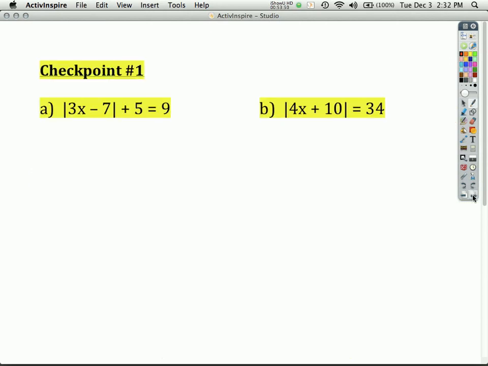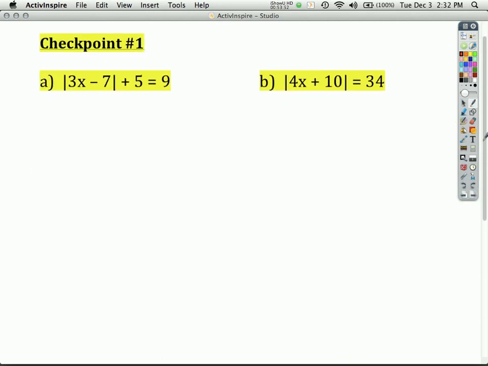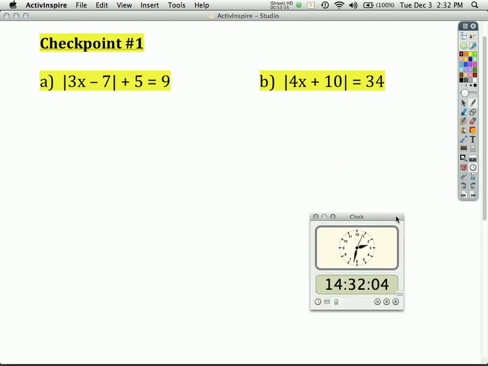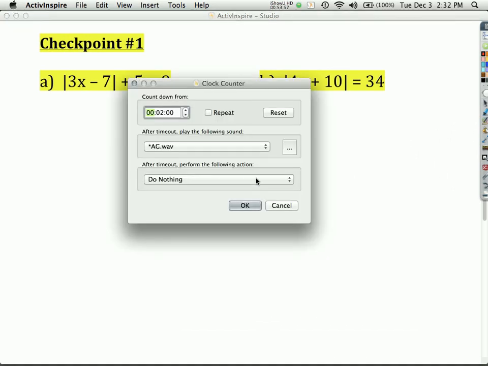We're doing well. Let's see how you do on your own. Checkpoint number 1. Pay attention to your details. You got 2 questions in 3 minutes.